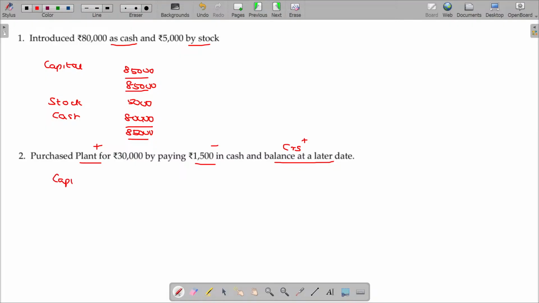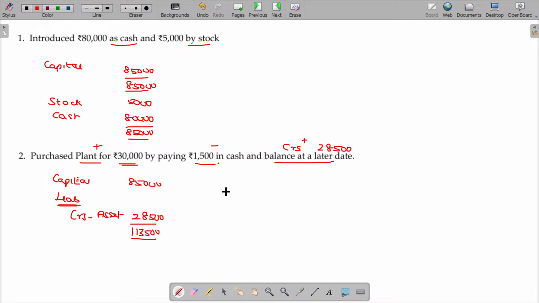Capital 85,000 and liabilities under that, creditors for assets. Out of the asset value of 30,000, 1,500 is paid by way of cash, then the amount payable to the creditors at a later period is 28,500. So that 28,500 becomes creditors for assets. So capital plus liabilities here is 1,13,500.